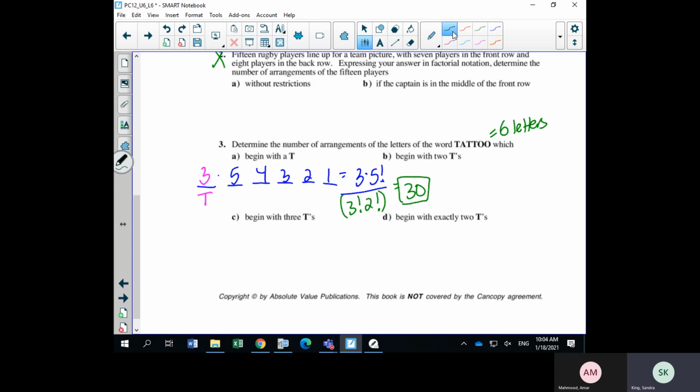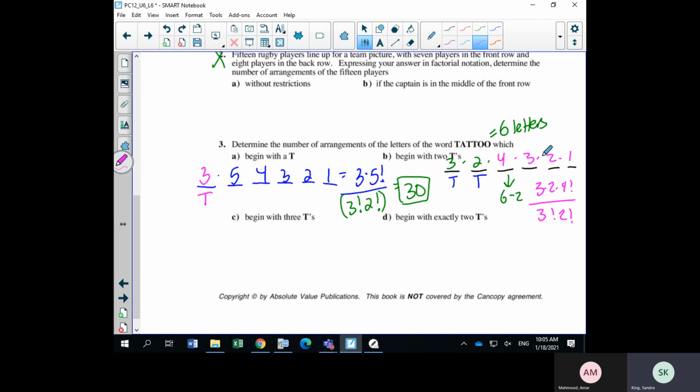The next one. Let's set up tattoo, 6 letters. 1, 2, 3, 4, 5, 6. Begin with 2 T's. T goes there and T goes there. So I had 3 T choices to go there, 2 T choices to go there. There are 6 letters and I just placed 2 of them. So I would have 4 remaining letters, 3, 2, and 1. And then you always got to divide out the letters. So this would be my numerator, 3 times 2 times 4 factorial, all divided by 3 factorial, 2 factorial.